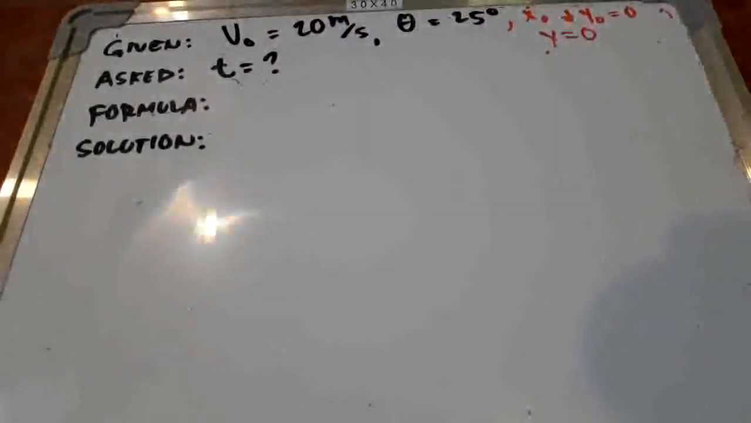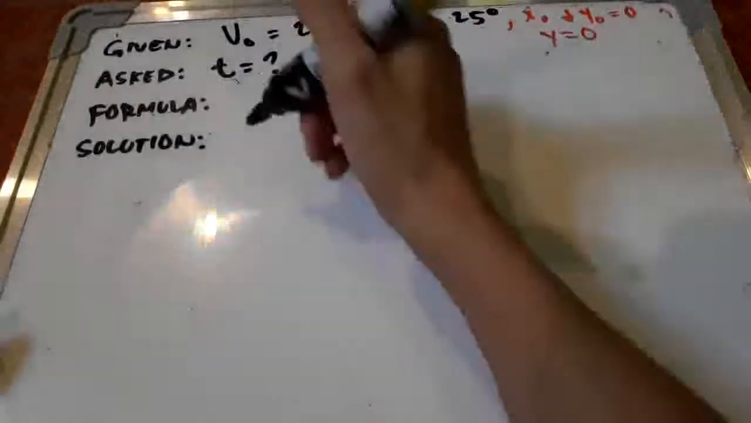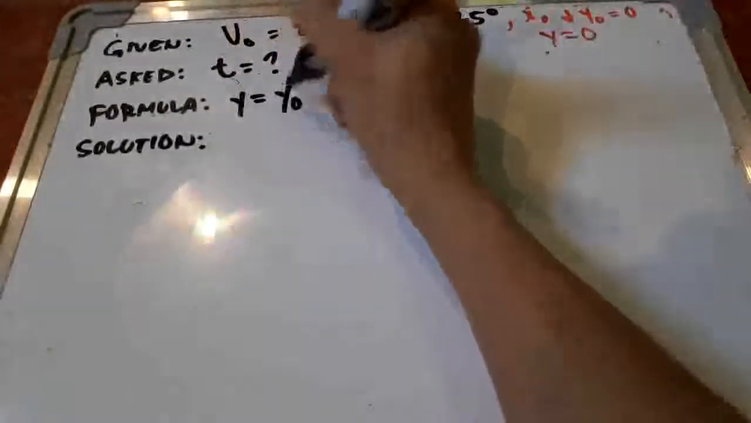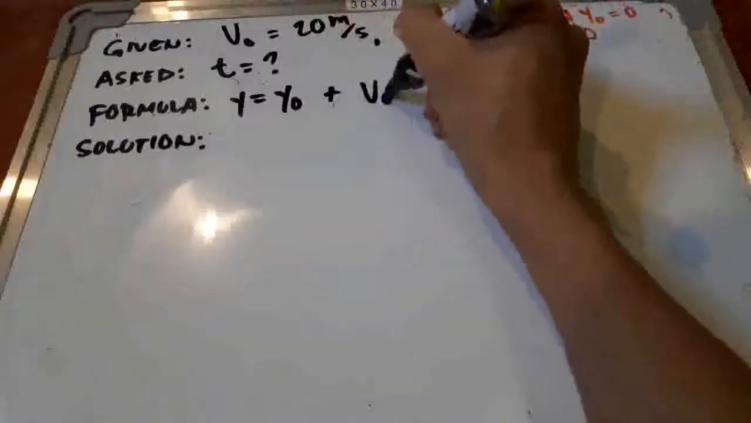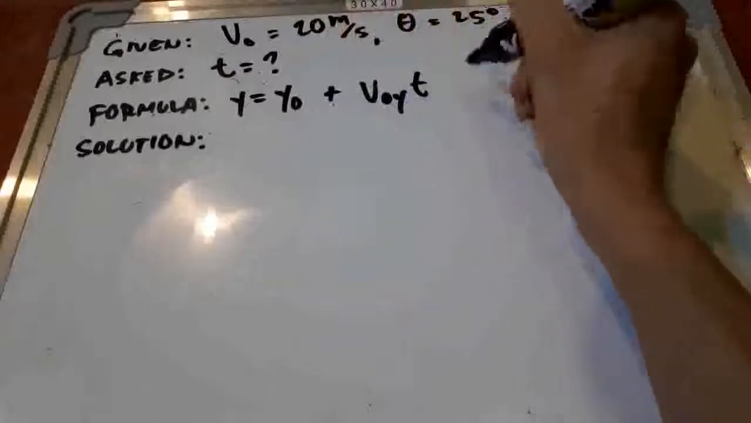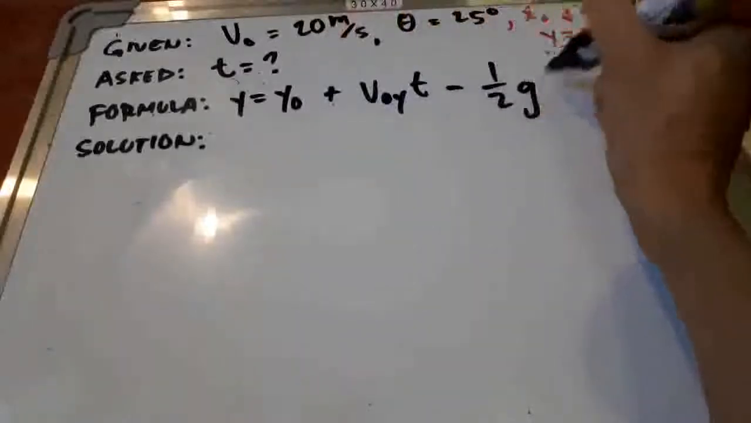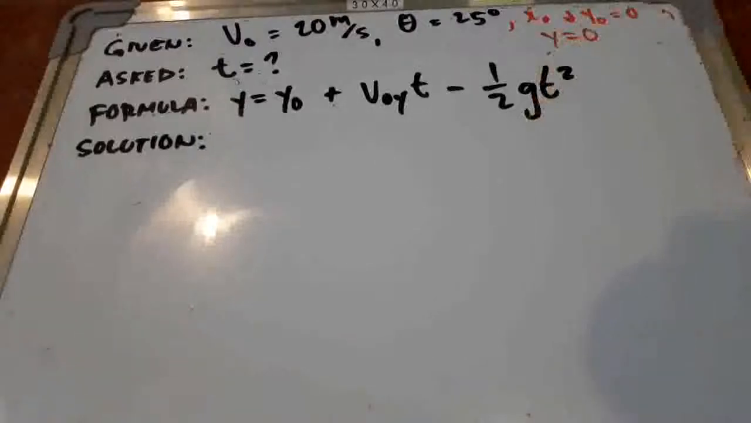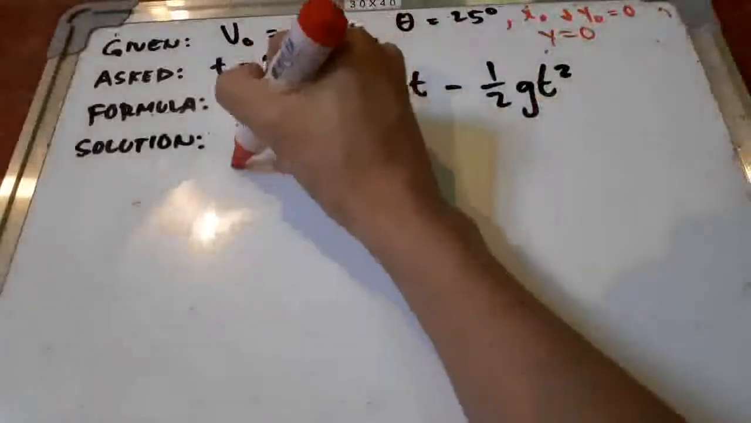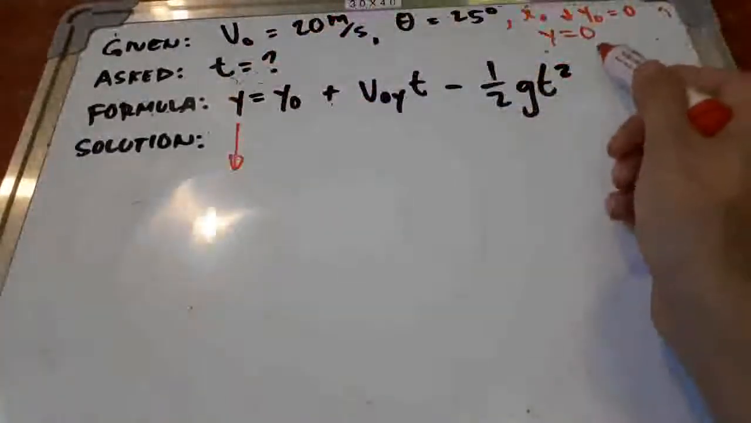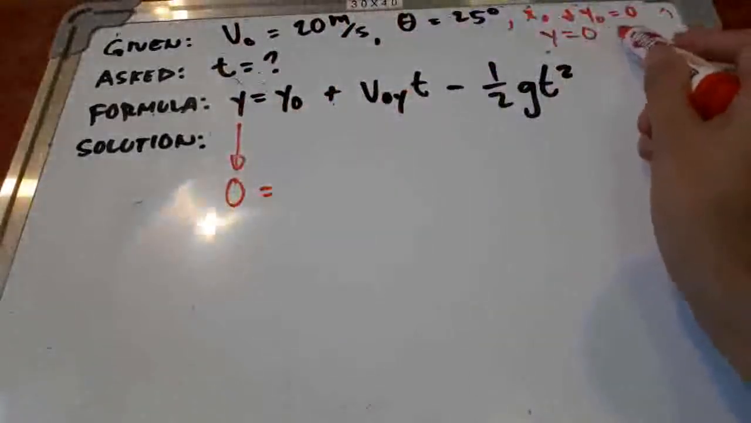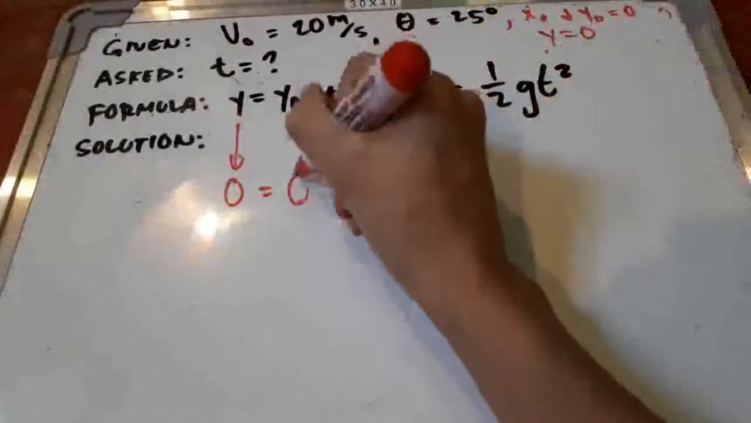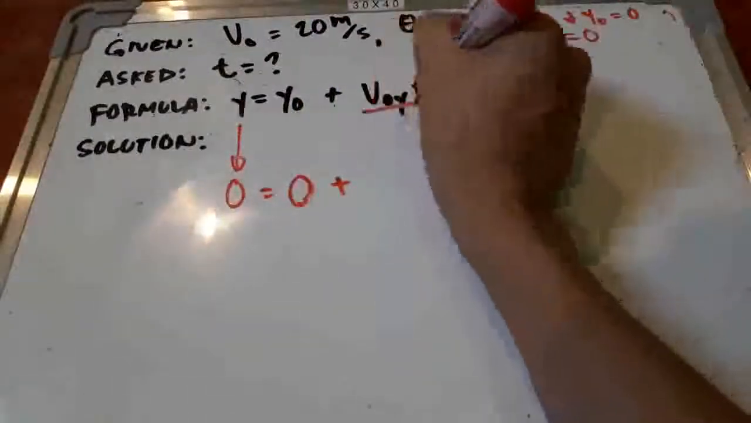Anyway, so our second formula, if we write down our entire second formula, it is y is equal to y sub 0, or initial height, plus v sub 0y times t minus 1/2 gt squared. Oh boy, what an intimidating formula. But when we substitute the values, y is equal to 0, and that should be equal to y sub 0, which is also 0.